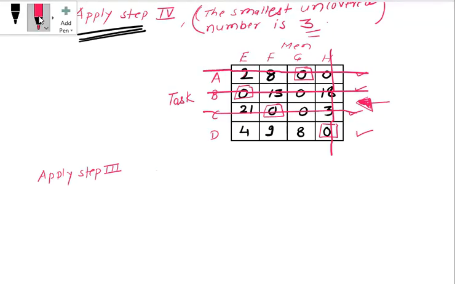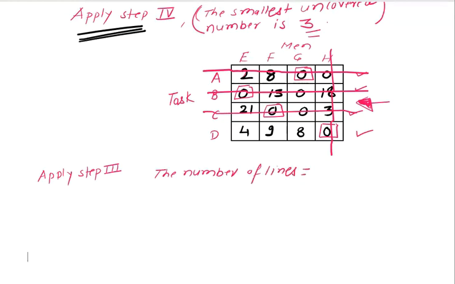So the number of lines, how many lines have we drawn? 3 horizontal, 1 vertical, 4. It is equal to the order of the matrix, which is 4. So therefore, by the Hungarian technique, the optimum assignment is obtained.